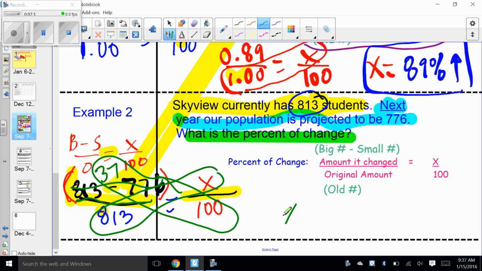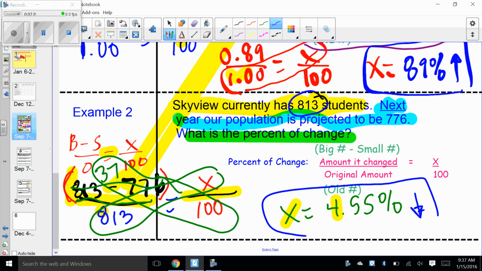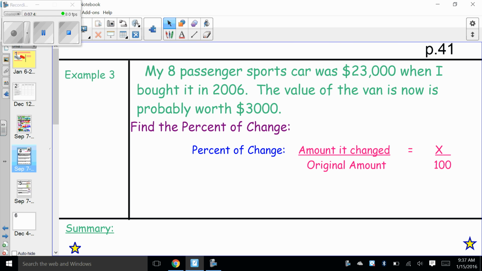As I start to solve, you should be doing 37 times 100. On the other side, the hand method kicks in, divide by 813, copy, paste, and we end up with 4.55%. And that is a decrease in percent, a 4.55% decrease. So when we're trying to figure out how many teachers and how many classes we're going to need for next year, we know that we have a 4.55% decrease in the student population, the percent of students that we're going to be losing for next year.